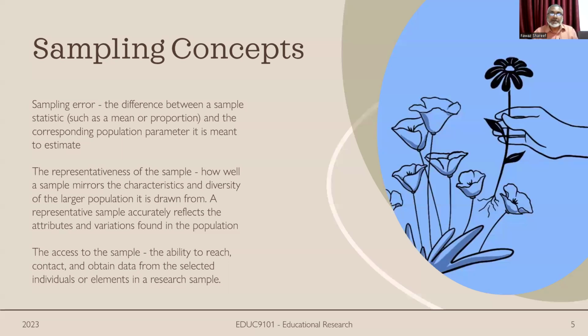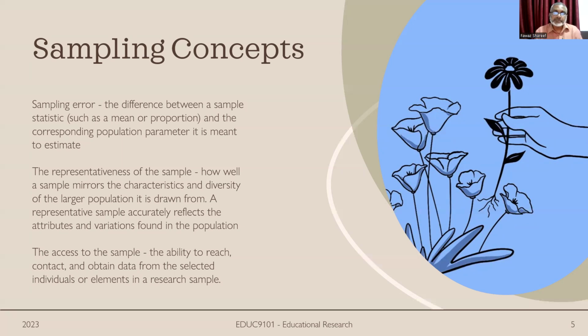There are some concepts like sampling error. Let's say I just now talked about the favorite color and so on. If I take a sample and from the sample I deduce that the favorite color is pink, but the actual favorite color is not pink, but something else, then that difference is called the sampling error. So there's an error in my sample because I was not able to get a proper representation of the population.